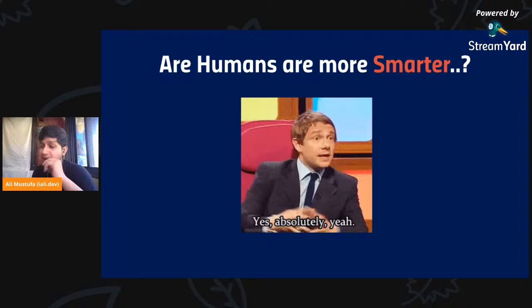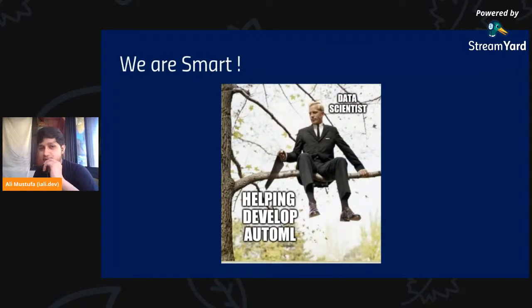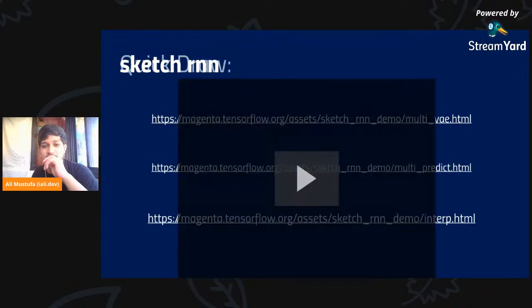So are humans smarter? Absolutely, yes, we are smarter, and we will be smarter for the time being. So what is in the future? The future holds much more. For example, data scientists are developing AutoML, and AutoML empowers every individual to make machine learning models. So data scientists are losing their jobs, obviously. If you're learning data science, be very quick and become an expert. If you don't become an expert, you might not get a job even after learning machine learning. That might be difficult. There are some demos and examples which I'm going to show you later on.